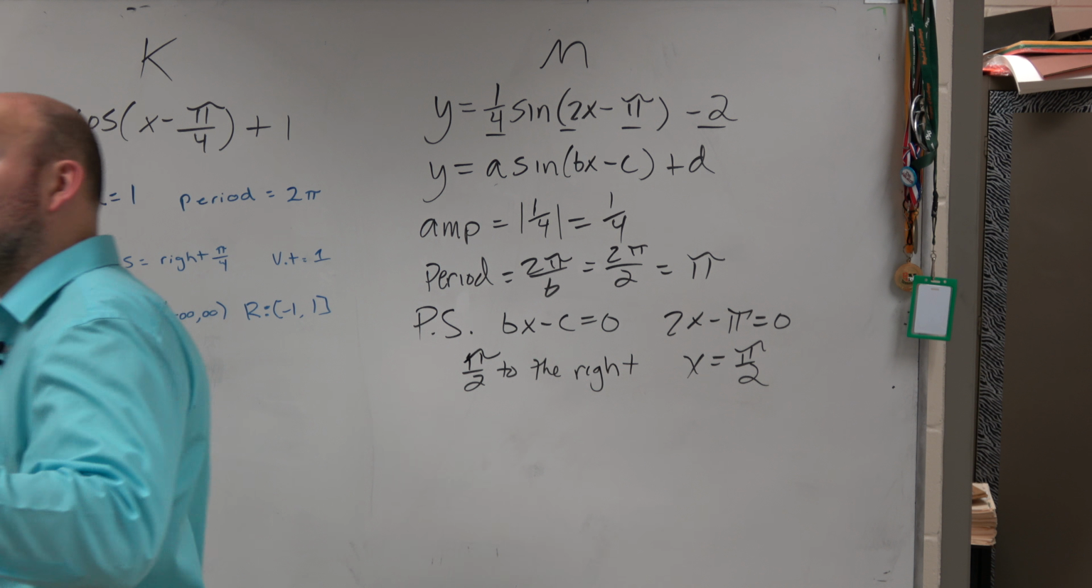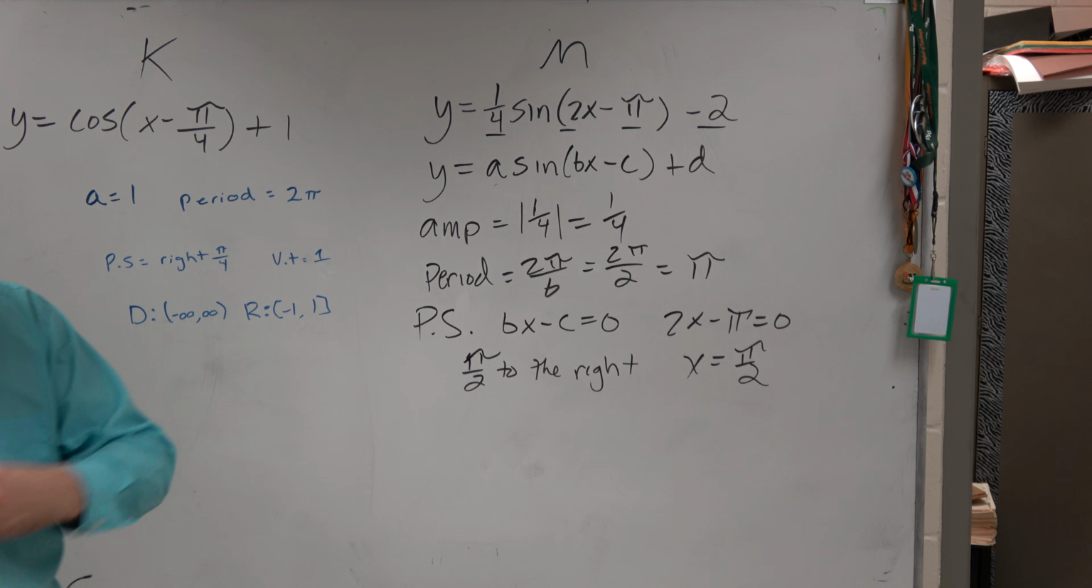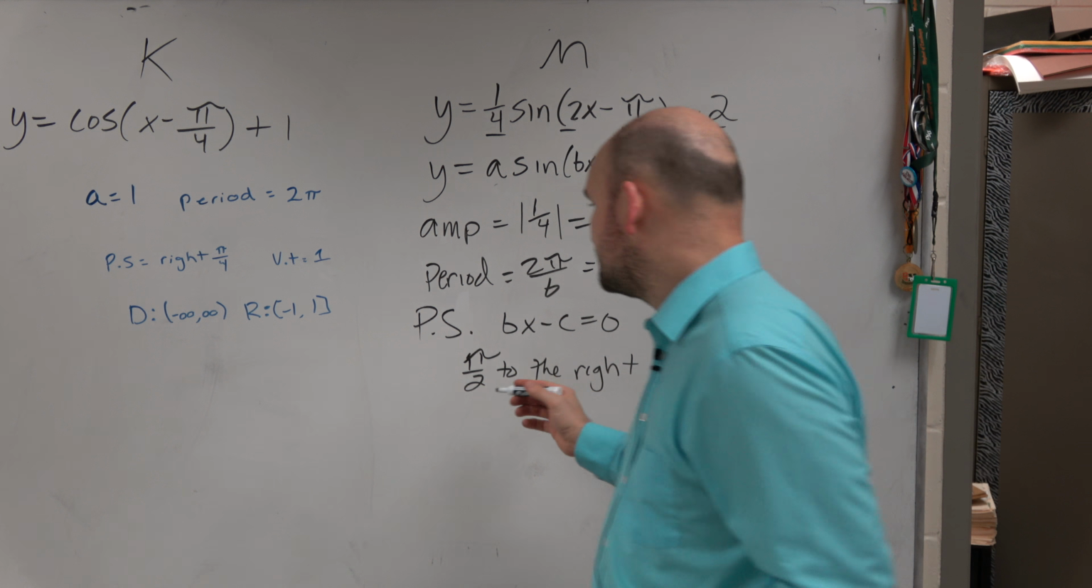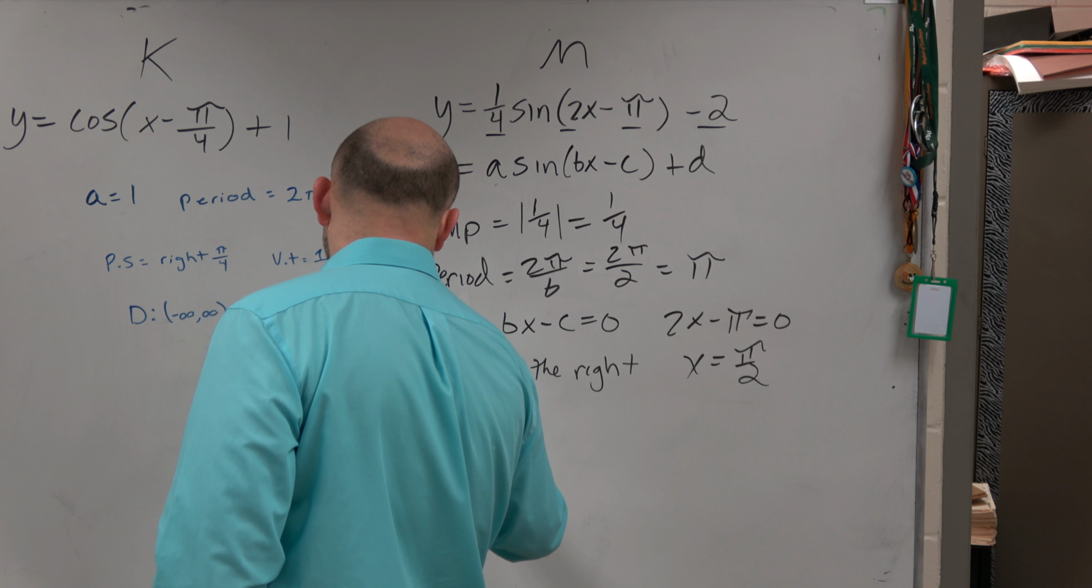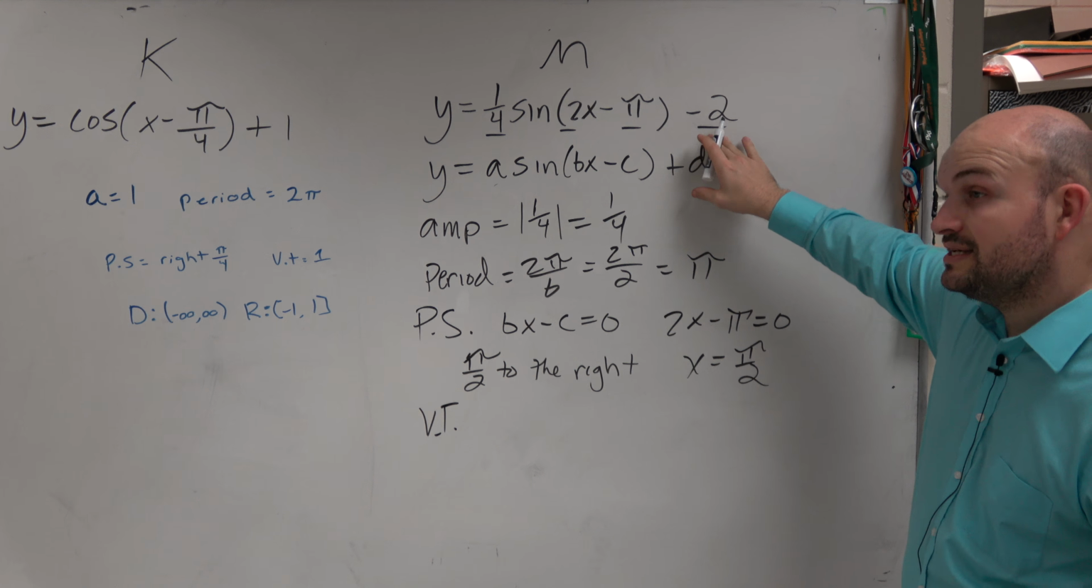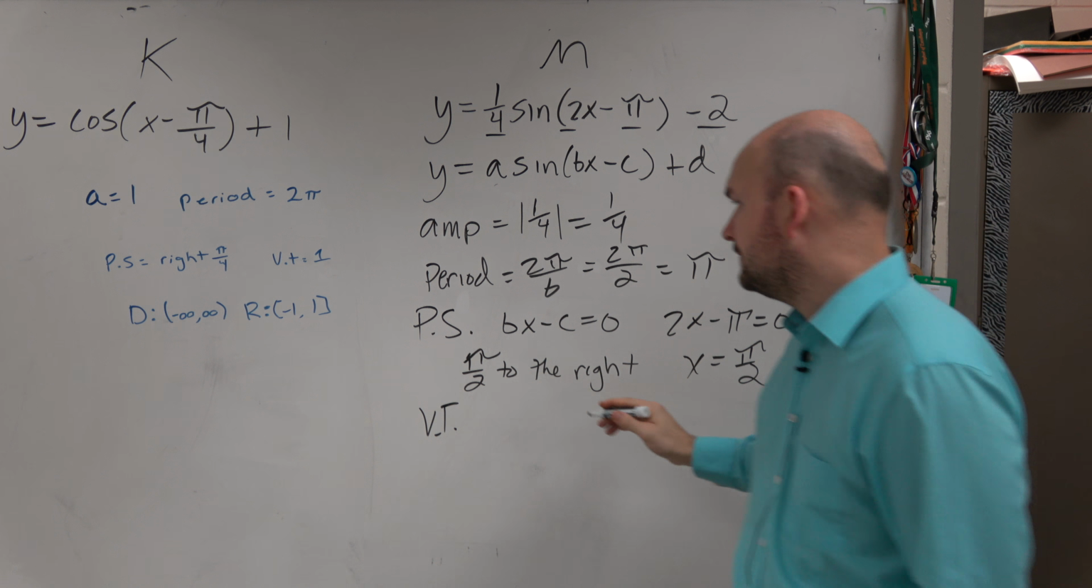Okay? And it's very important for us to make sure that we are detailing where the graph is going, if it's shifting left, if it's shifting right. The next one is the vertical translation. That's basically saying, is the graph going up or down at all? And we can see here the graph is being shifted down 2, right?